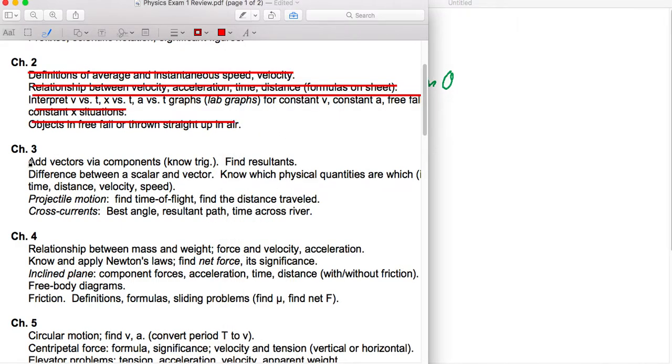So now that's out of the way. And vector addition too. Find resultant is just a vector addition. So that's there too. Difference between a scalar and a vector. That's on my first video, which I will refer to. But a scalar is just something that only has magnitude, and a vector has magnitude and direction. Know which physical quantities are which. So let's see right over here.